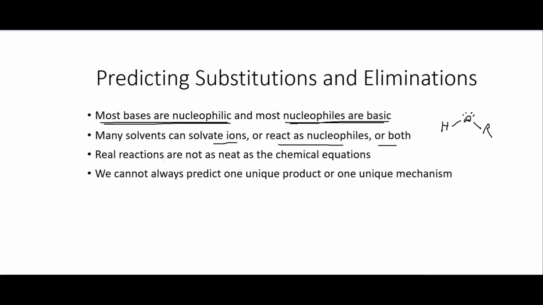And so real reactions, as we will see, are not always as neat as the chemical equations that we use. We cannot always predict that there's going to be one unique product or one unique mechanism. In fact, we're going to get a mixture of these things.